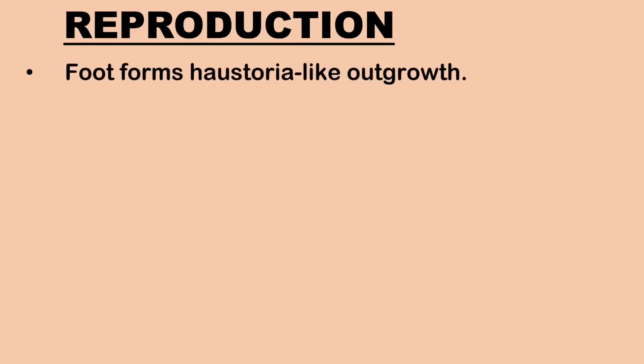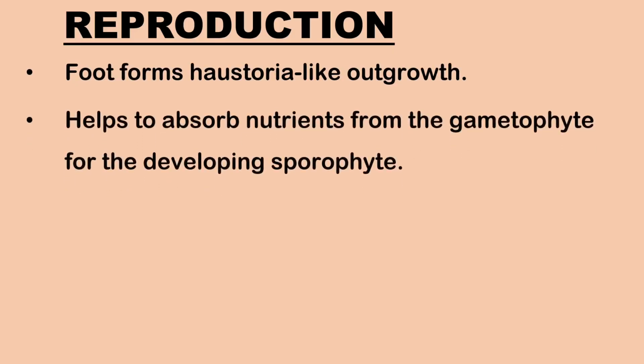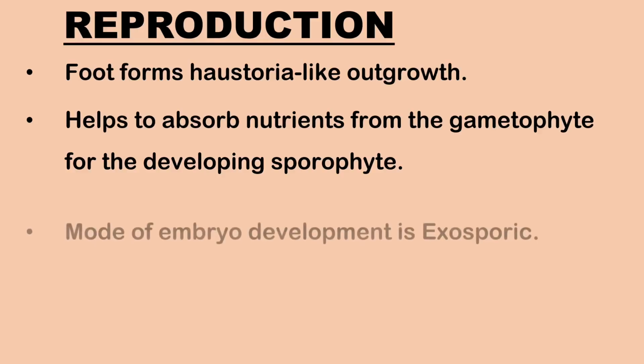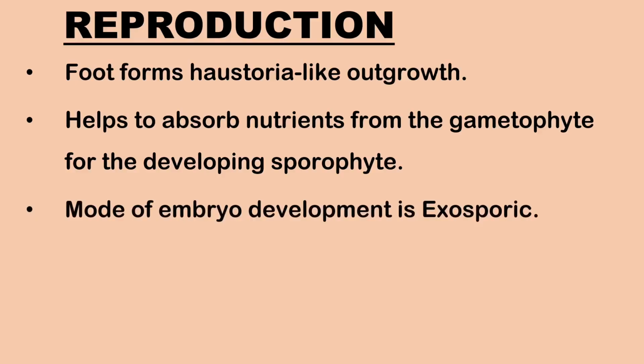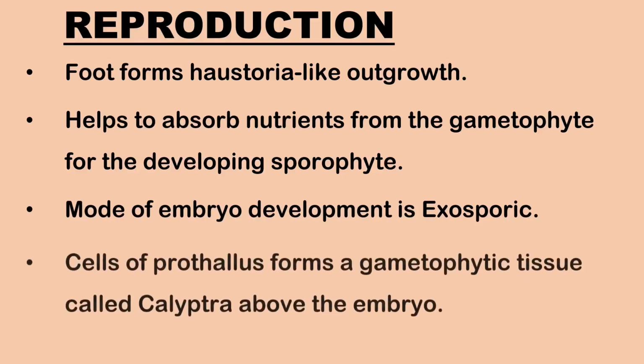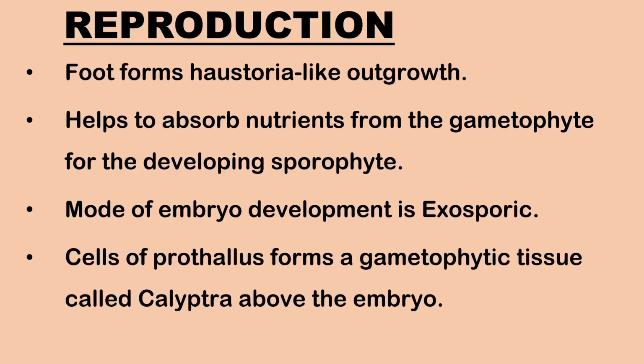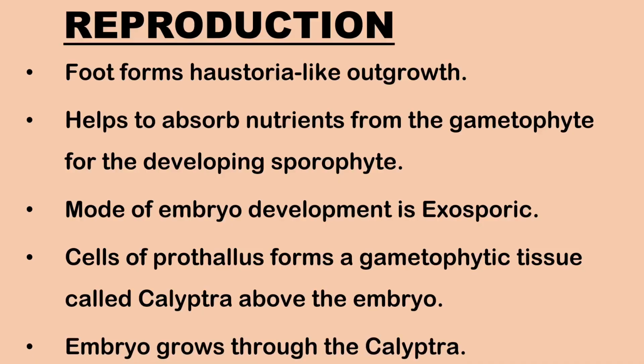Foot gives rise to haustoria-like outgrowth. It helps to absorb nutrients from the gametophyte and makes it available for the developing sporophyte. The mode of embryo development is exosporic. With the development of the embryo, the cells of the prothallus adjoining the young embryo form a gametophytic tissue called the calyptra above the embryo. The embryo grows through the calyptra, which gets ruptured by the growing axis of the embryo.